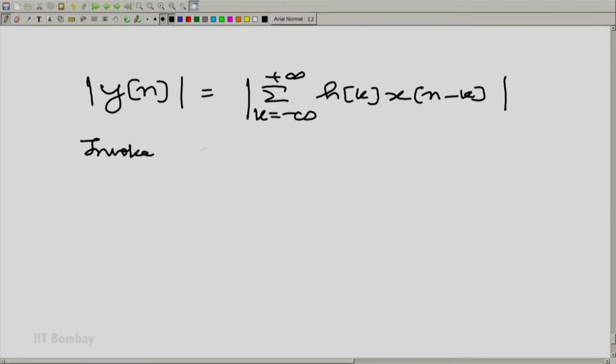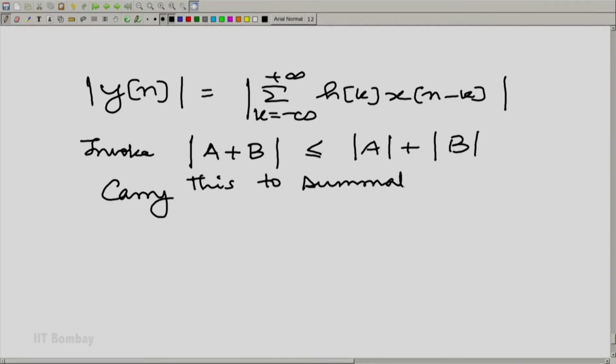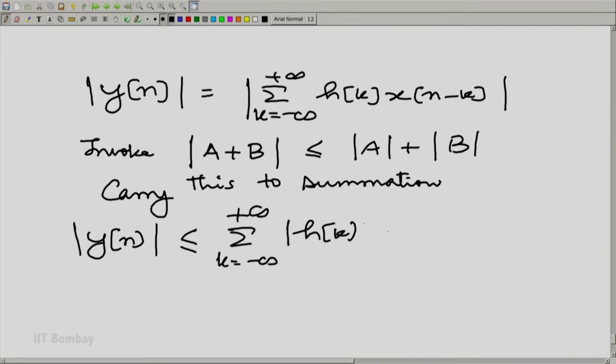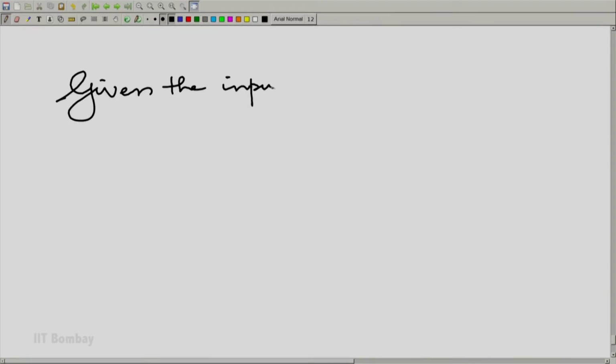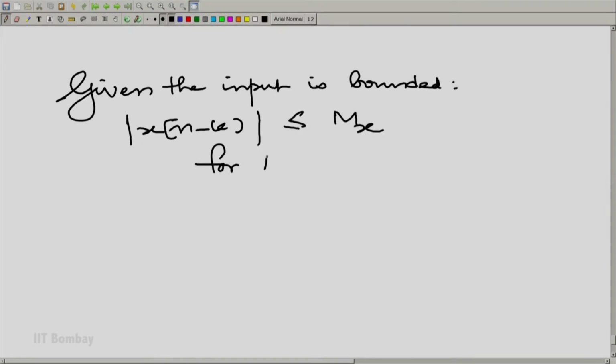But here we invoke the principle that mod of a plus b in general is less than or equal to mod a plus mod b, and carry this to the summation, which means mod y[n] is less than or equal to summation k going from minus to plus infinity mod of h[k] x[n minus k], and this is the same as summation k going from minus to plus infinity mod h[k] mod x[n minus k], and given the input is bounded, mod x[n minus k] is less than or equal to Mx for some Mx strictly less than plus infinity and greater than or equal to 0.